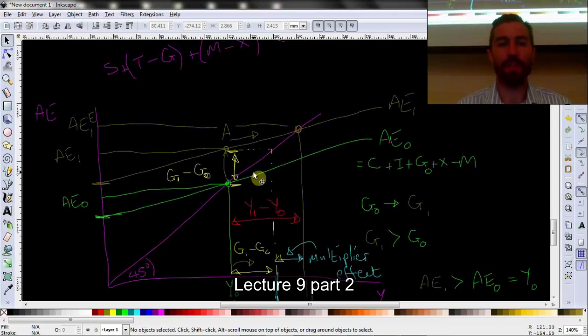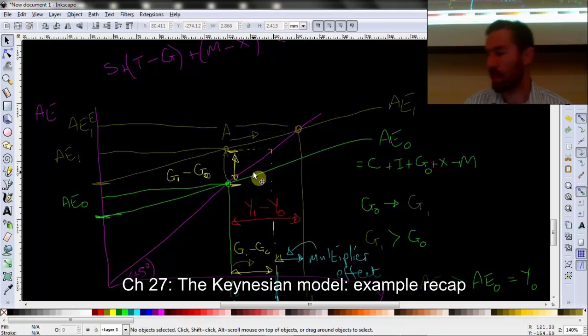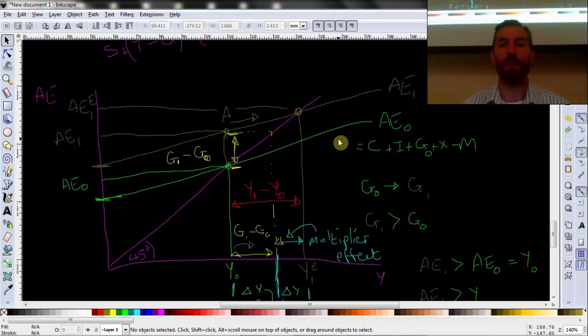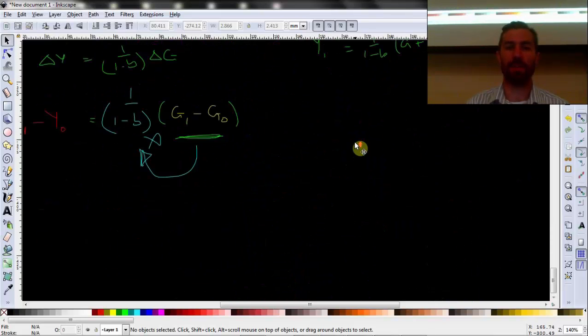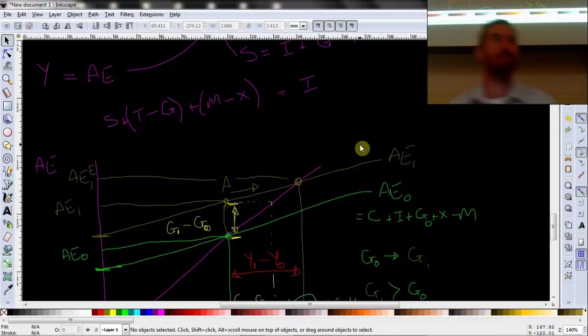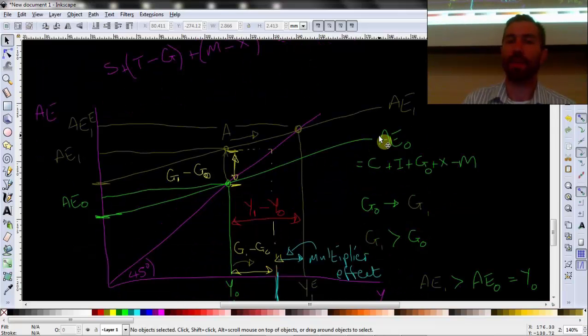Let's just briefly recap what we just spoke about. Make sure you're all happy with it, and then we can talk about what to do next. So what I've done is I've just updated the colors to hopefully make everything a little bit clearer. We had some equilibrium level of aggregate expenditure, AE0.